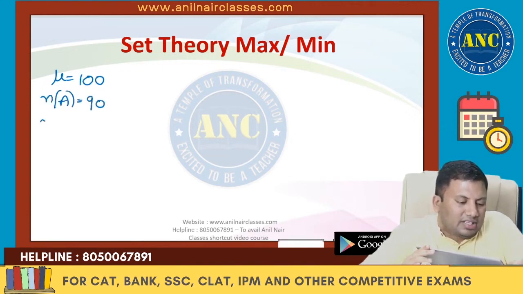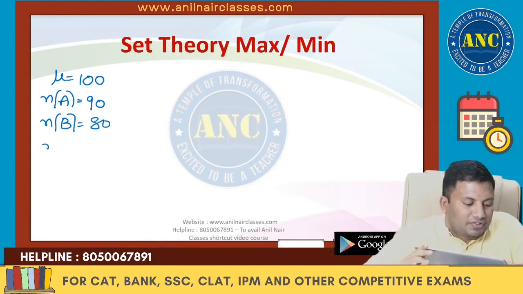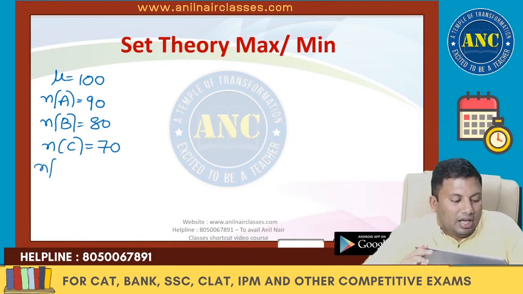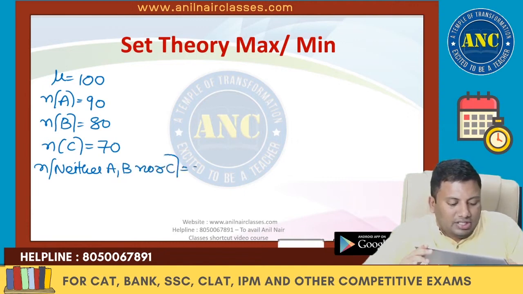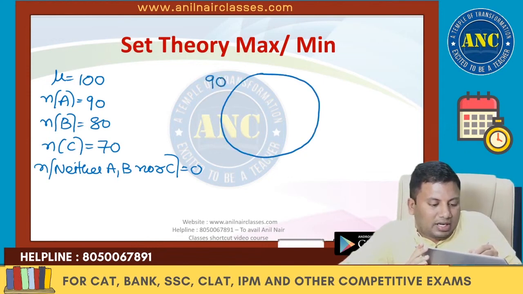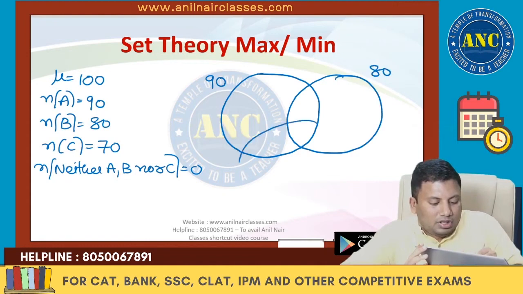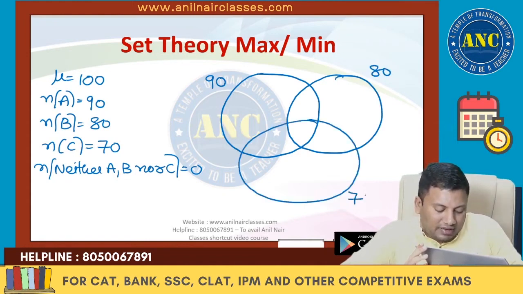N of A is 90, N of B is 80, n of c is 70. Second time I am explaining, listen carefully. N of neither A, B nor C is 0. This circle is nothing but 90. This circle is nothing but 80. This circle is nothing but 70. This is nothing but x.